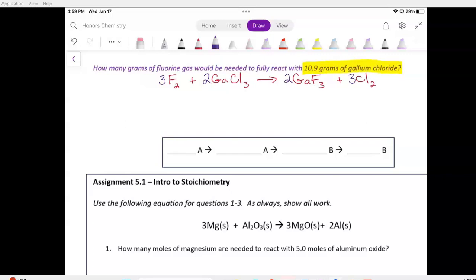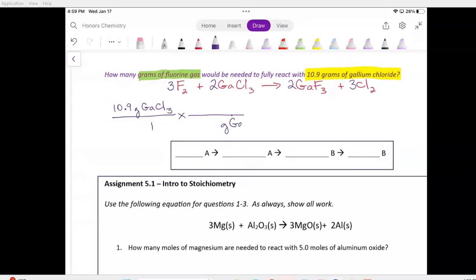So 10.9 grams of GaCl3. And we have to take that all the way to grams of fluorine gas. So this one is a unique problem. We haven't done one quite like this yet. We're going all the way from grams of one thing to grams of something else, right? But you will know all the steps. It's just a matter of putting them together.